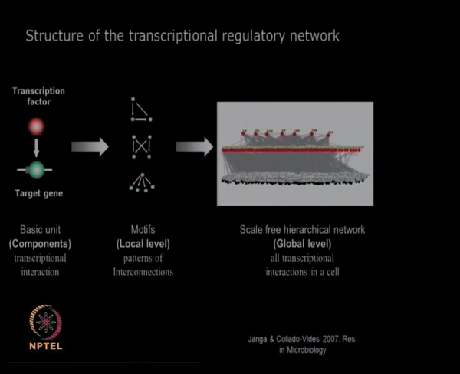The second kind of motif is the multiple input module, where there are two different transcription factors, both of them regulating two different target genes. The third is a single input module, where a single transcription factor regulates a set of target genes. Now, each of these regulatory motifs has been shown to have specific functions, which would be beyond the scope of our current discussion.